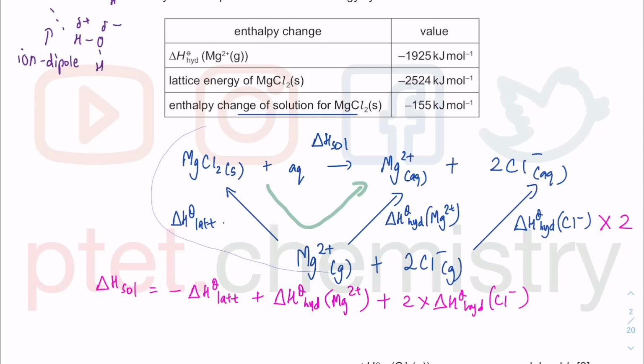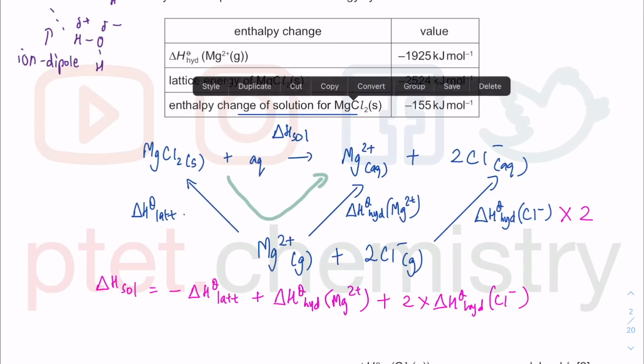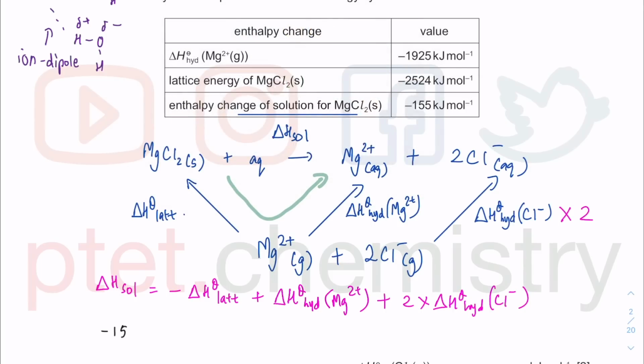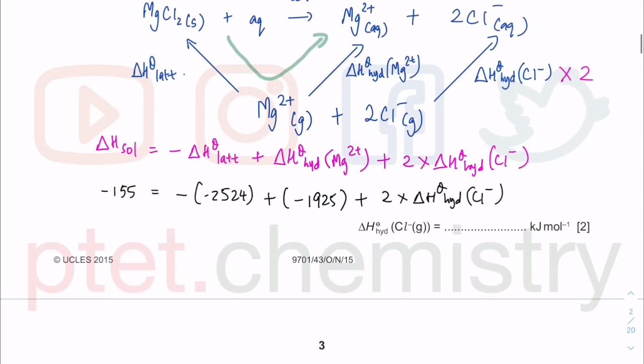So what do I do with all this information? Well, now that I have gotten the relationship, all I have to do is put in some values. Enthalpy of solution from the question, minus 155, minus the lattice, so it's minus, and then use bracket so that you're not confused between this minus and the minus from the lattice energy as given there. And then plus the hydration of Mg2+, so it's minus 1925. Again, use bracket. Very, very important, the use of bracket, sort of primary school mathematics as well as lower secondary mathematics. So what I am going to do now is 2 times the hydration of Cl-.